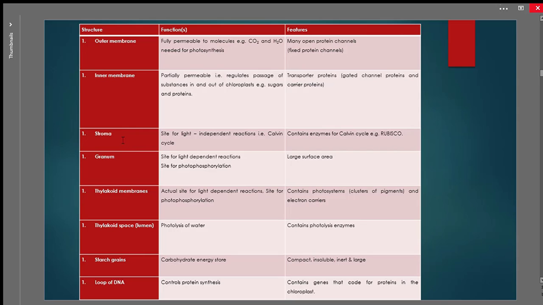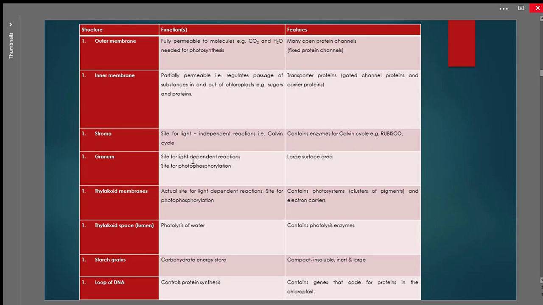Now, the stroma is the site for light-independent reactions, or what we refer to as the Calvin cycle. The stroma, as I said earlier, contains enzymes like rubisco that are involved in the light-independent reaction. Rubisco is involved in the reaction of ribulose bisphosphate with carbon dioxide to form a 6-carbon compound. Ribulose bisphosphate is a 5-carbon compound. When it joins with carbon dioxide, it forms an unstable 6-carbon compound.